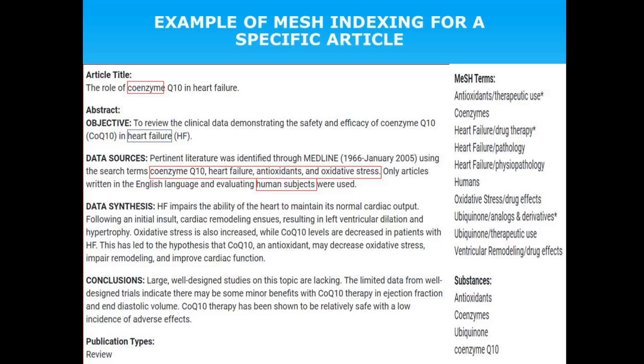Ubiquinone is nothing but another term for coenzyme Q10. So automatically it is included. These are the substances, these are the MeSH terms, and we have identified the IMs. This is how a MeSH indexer indexes terms. They are taking terms from an existing controlled vocabulary which is predefined, and according to the content the article is talking about, they are adding terms. Fine. So this is an example of MeSH indexing for a specific article.